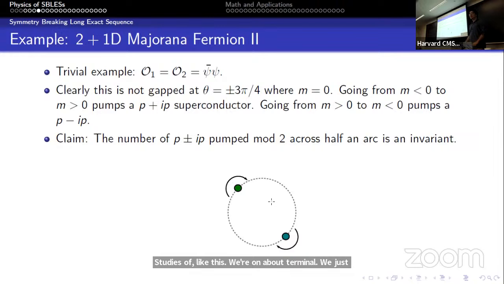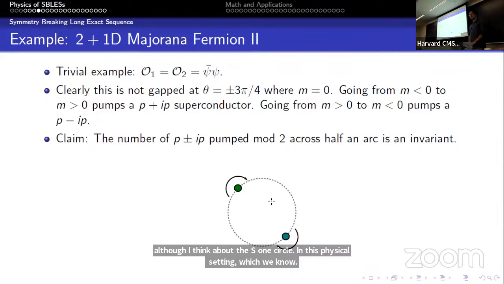Yes. But how do I think about the S1 circle in this physical setting, which we know is on the surface? How does that circle appear in this physical picture?